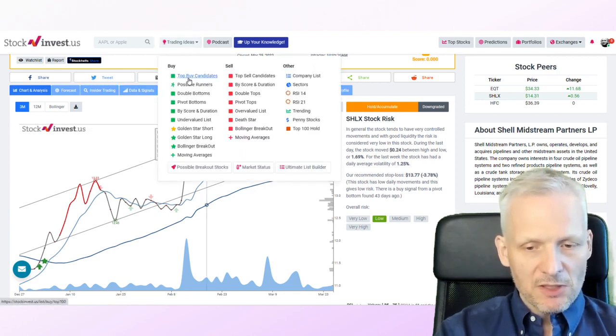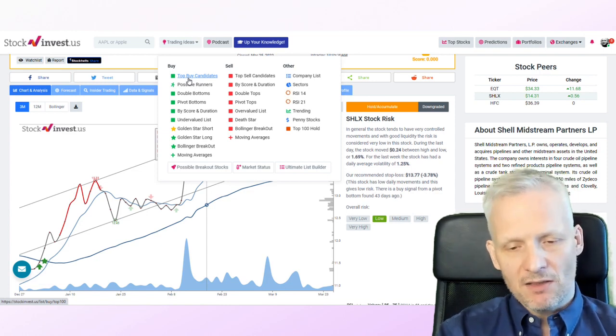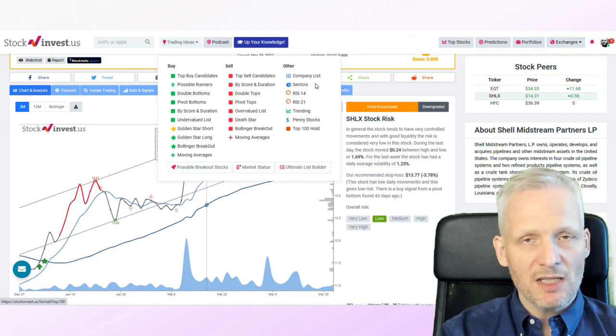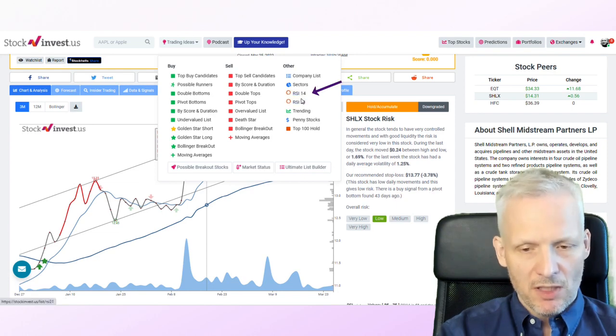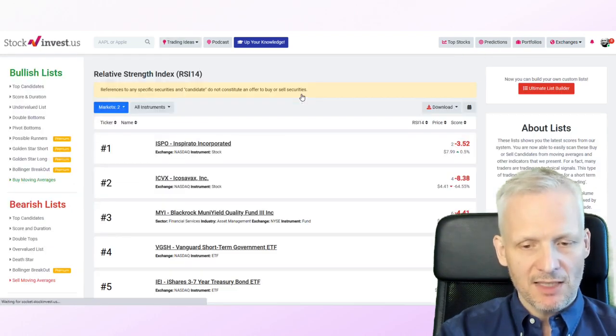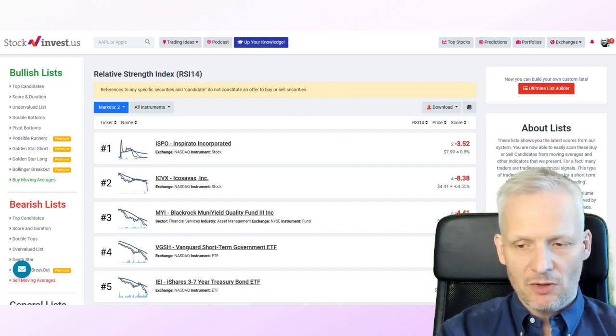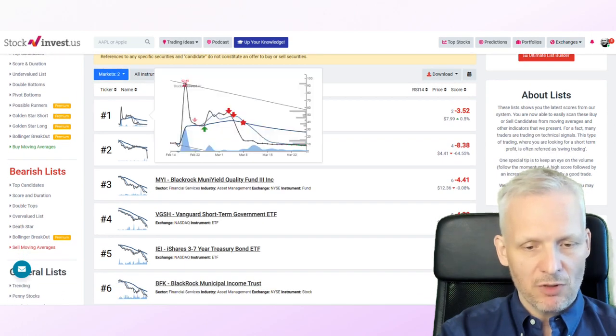The other list, which I check because I take these candidates, I write them down on a piece of paper or in an Excel sheet to select the one I like the very most. The other list is the relative strength index. The relative strength index measures how many days the stock has been going up compared to going down for a certain period, in this case 14 days.